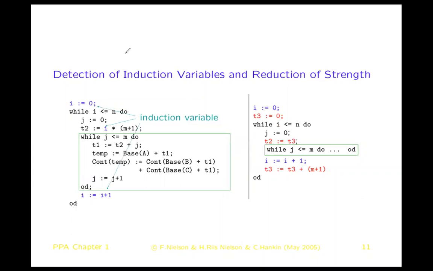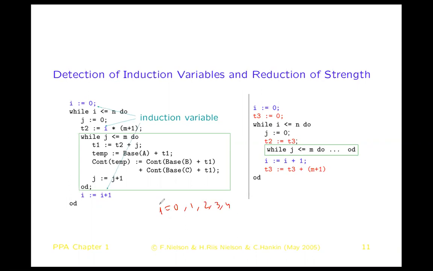So, one more compiler analysis and transformation pass. Here you can see in the outer loop, T2 is equal to I star m plus 1. But if you see the value of T2, initially, when I is equal to 0, T2 is equal to 0. I goes 0, 1, 2, 3, 4, like that.